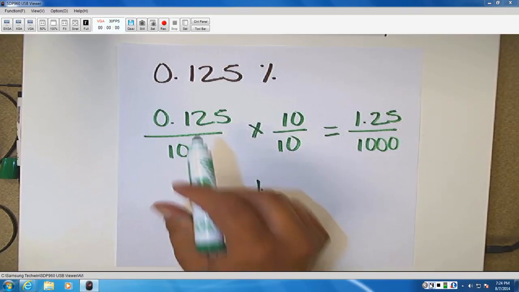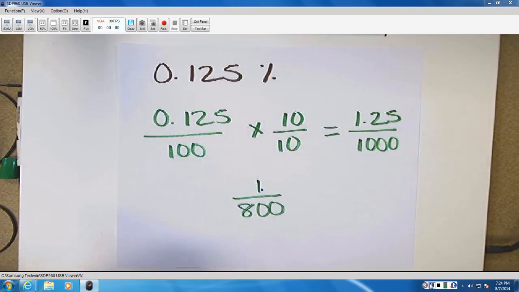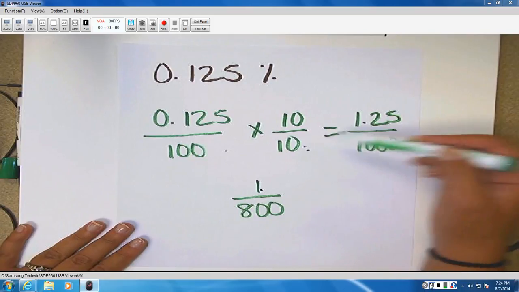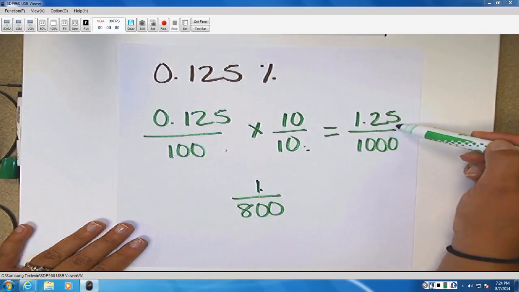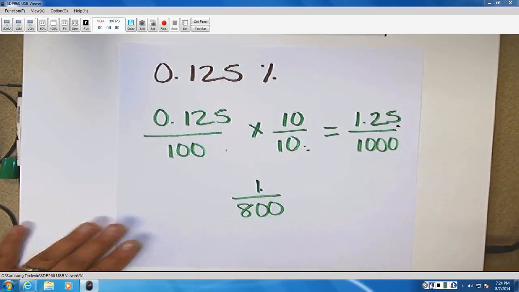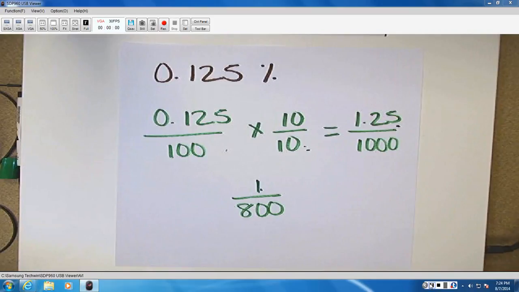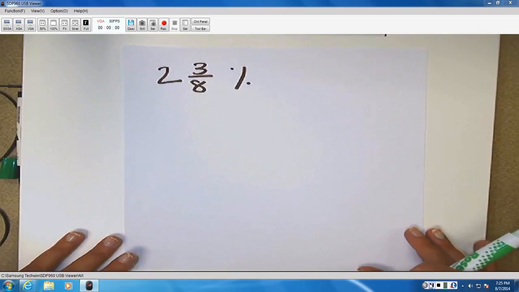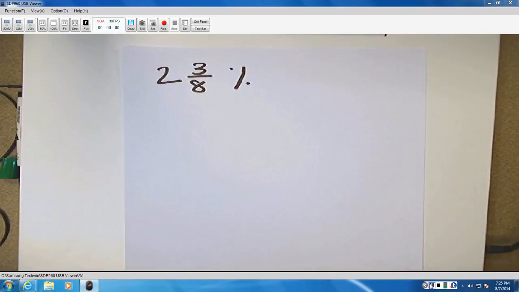And I did that by taking my number and setting up my equation to divide it by 100. But first I multiplied both numbers by 10 so I could get a bit more of a whole number here. And then I was able to reduce that down to 1/800th. And let's just do one more while we're on a roll here. This one is 2 3/8. And we're going to, again, take 2 3/8% and see what simple fraction it is.